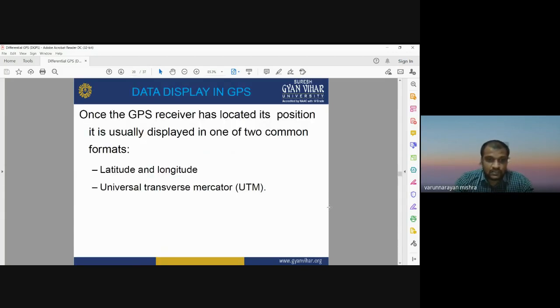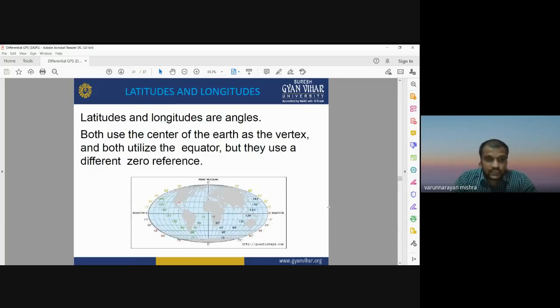Okay, so the data sets whatever received by the GPS will be displayed in the form of latitude and longitude, and all the latitude longitude information will be in the UTM coordinate system. Whatever the data you are receiving by the base station or rover station, it will show you the data sets in the format of latitude, longitude, and the UTM. Okay, so latitude and longitude, you all know that these are angles, and these are used to locate and identify the position over the earth surface.